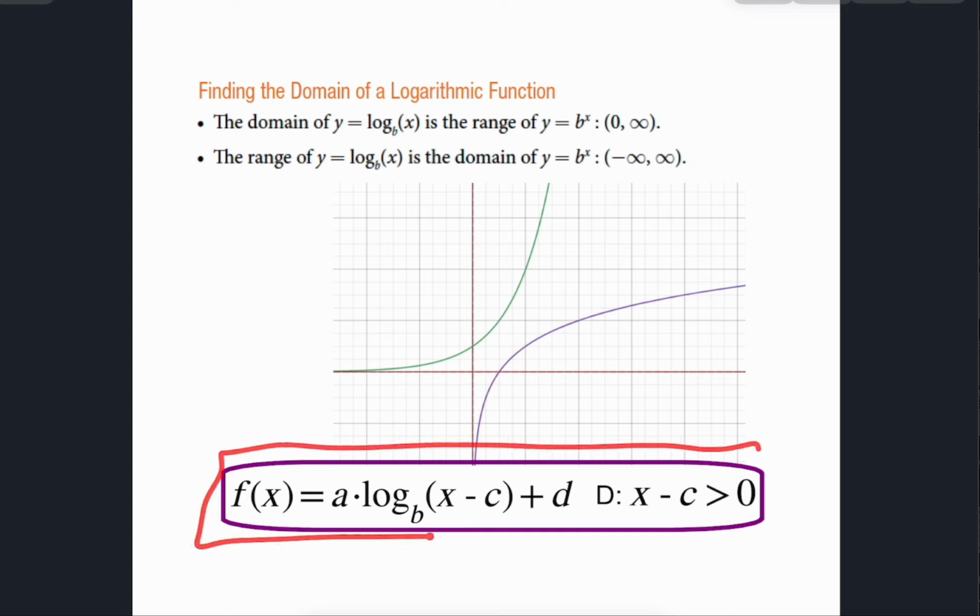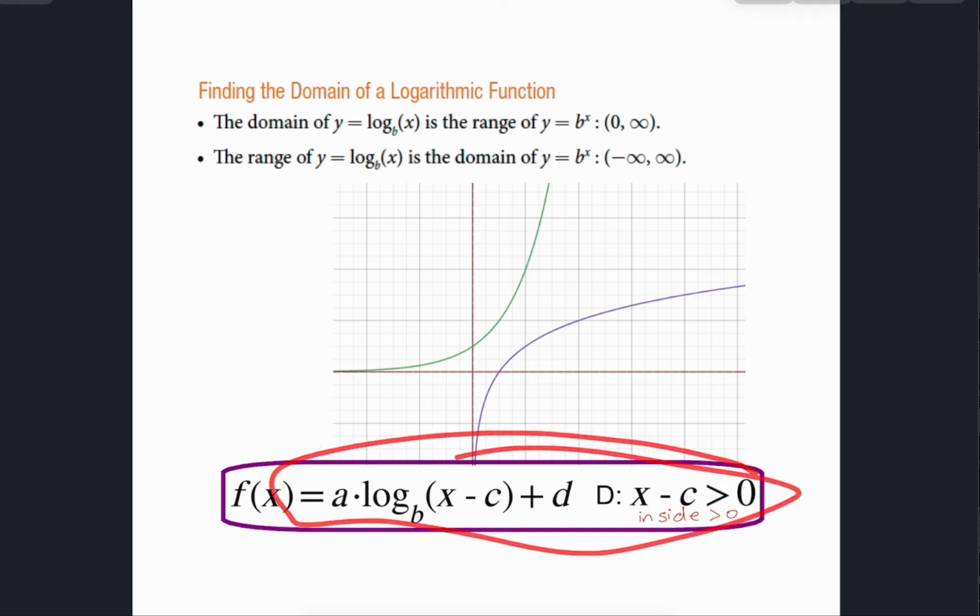So this is our main logarithmic function general form. This a number could possibly flip it, stretch it. There's your base. This could move it left or right. This will move it up or down. Now, the thing you want to really remember is the domain is always where the inside function is greater than 0. So that's really important that you know that. So make sure you have this function written down, and you add that little note that the inside has to be greater than 0.